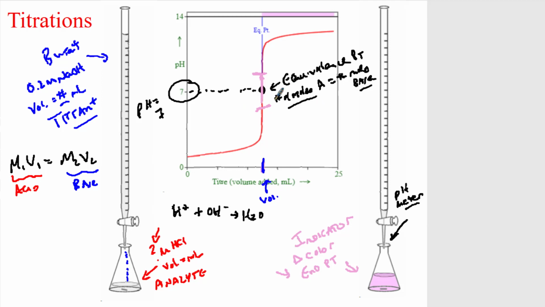So that doesn't work when we don't have a strong acid, or if we don't have a strong base. It doesn't happen, but the equation stays the same whether we have a weak acid titrated with a strong base, or a weak base titrated with a strong acid. The equation is still M1V1 equals M2V2, okay?